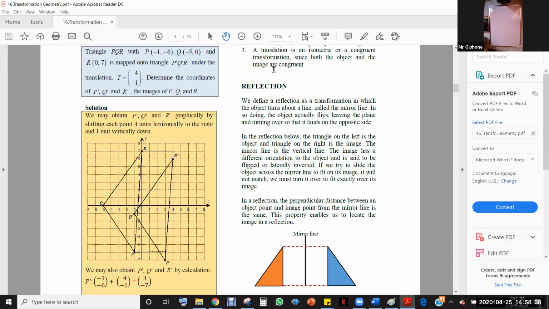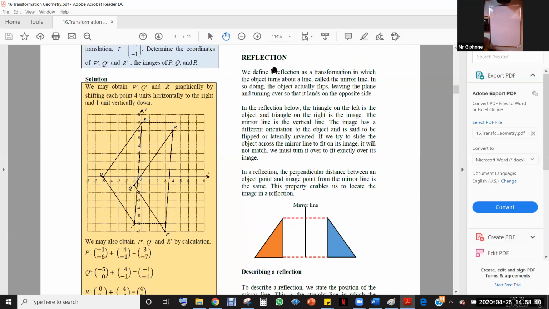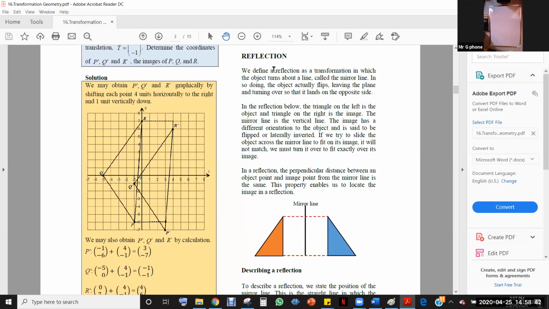In the reflection below, the triangle on the left, which is the orange one, is the object, and the triangle on the right is the image. So the object is the original thing, right? And the image is whatever results when the object undergoes the transformation. So yeah, the mirror line is a vertical line.